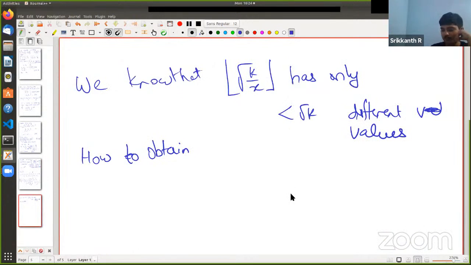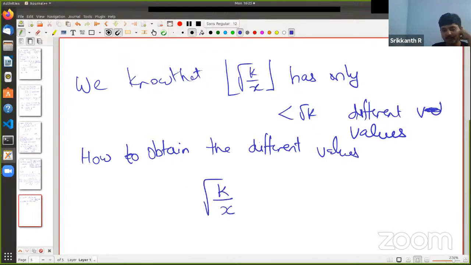Going over, how do we obtain the different values? Well, we can easily see that if square root of k by x is r.